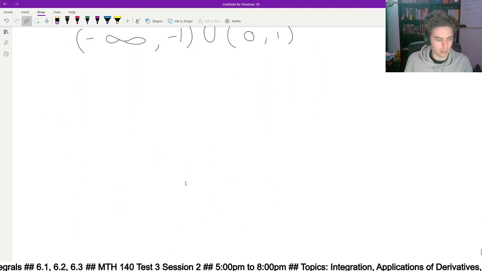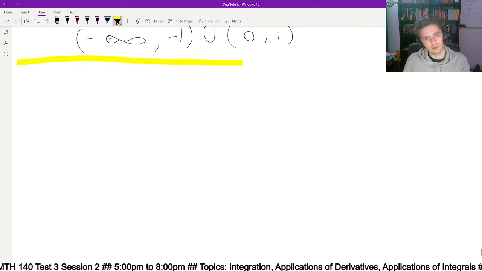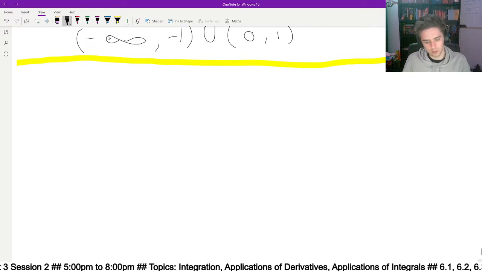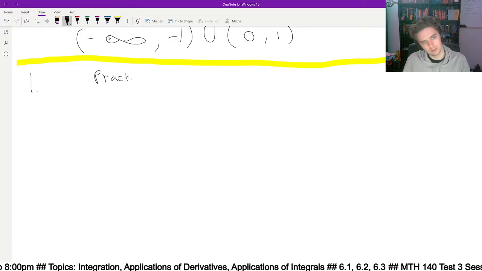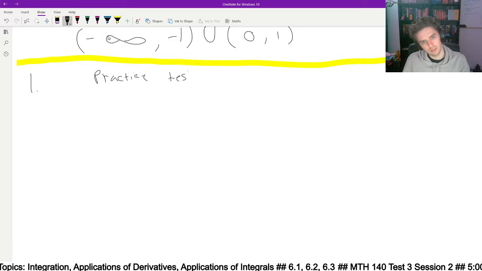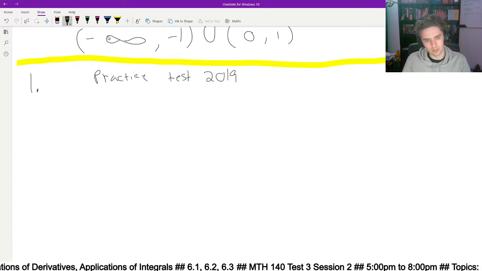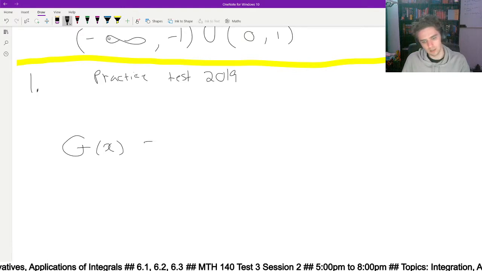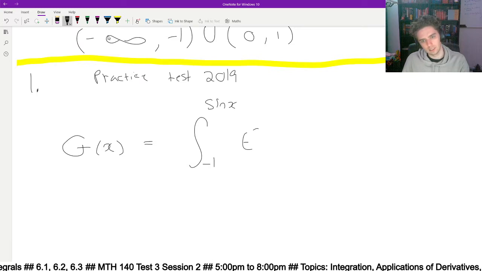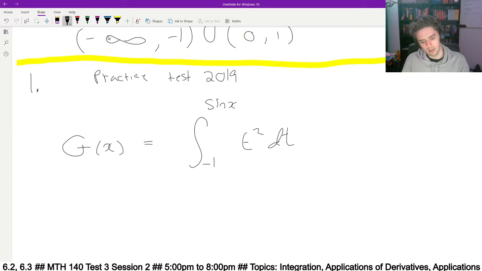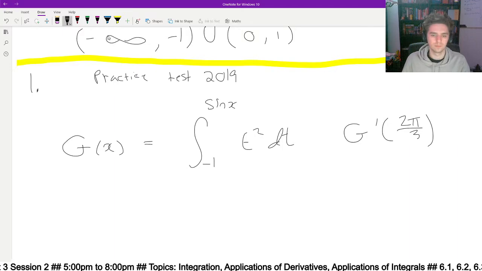Okay, so I think let's start the practice exam. And hopefully we get it done. So question number 1, unless anyone has any other questions, but we'll just start. So practice test 2019. The first question is very similar to the last one. Big G of x equals the integral from -1 to sine x of t squared dt. And then we're solving for what g prime of 2 pi over 3 is.